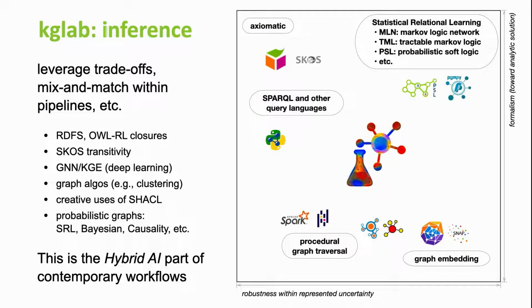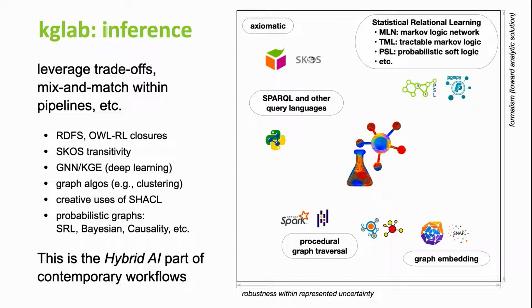And of course, there's a lot of other types of inference when we talk about graphs. We could be doing closures in OWL or RDFS. We could be doing transitivity in SKOS. Of course, deep learning, graph neural networks is a form of inference. There's also types of inference that can be drawn from graph algorithm use, such as clustering. There's creative ways to do inference with SHACL.